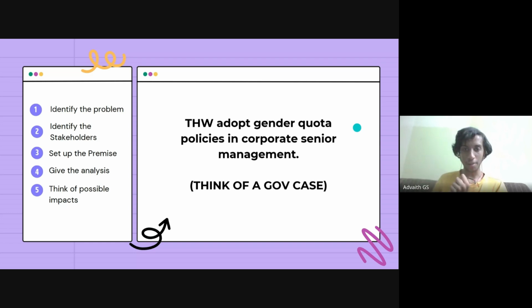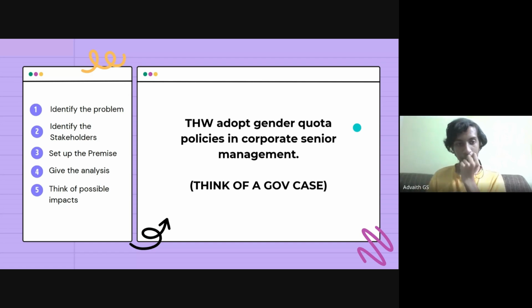Only women can come and occupy them. What seats? These are seats in senior management, meaning CEOs, board of directors, managers. In these places, you're going to reserve seats for women. That is what this motion is trying to tell you. This motion is telling you that the house would reserve seats in higher management for women. Right, some percentage of the seats for women.